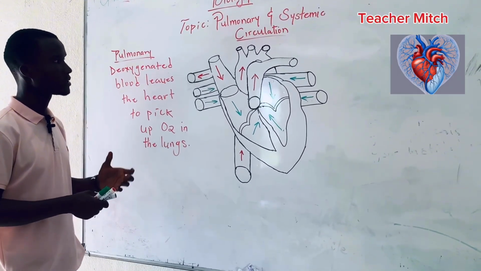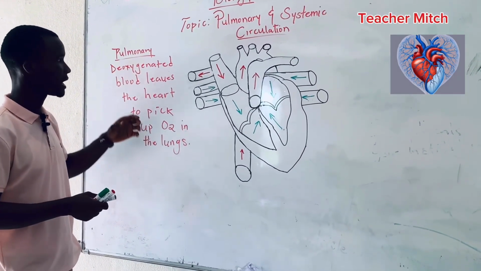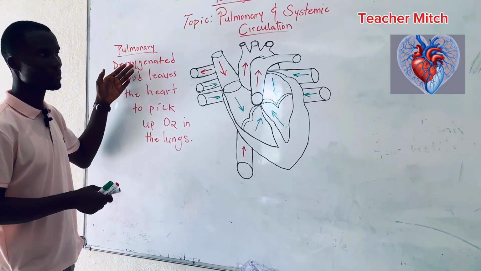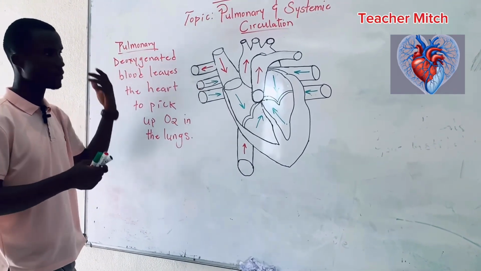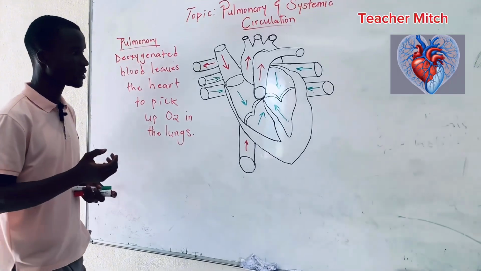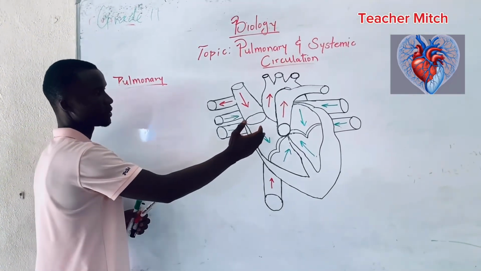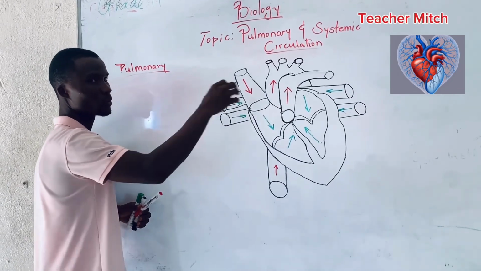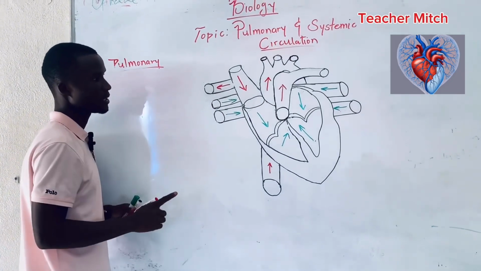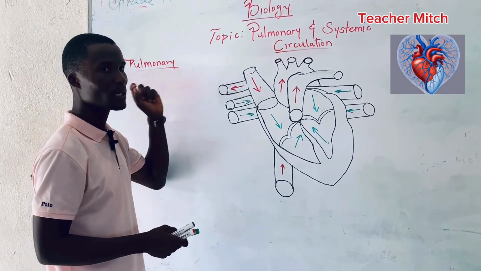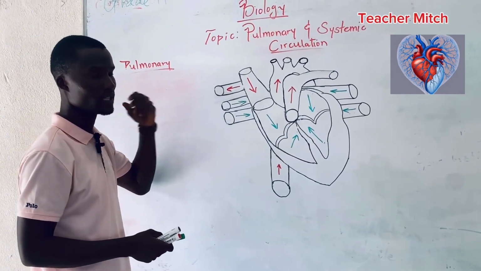So now how does this process occur? How does deoxygenated blood leave the heart and go to the lungs to pick up oxygen? How does deoxygenated blood leave the heart to go to the lungs to complete pulmonary circulation? Blood enters the heart through the veins.